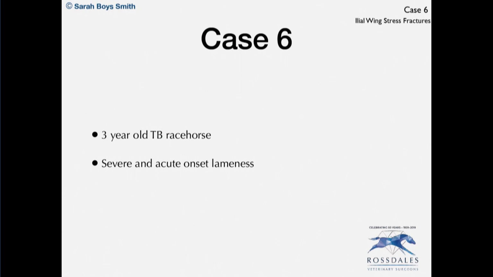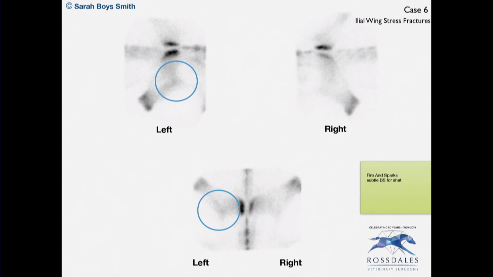And then case 6, this was a 3-year-old, severe and acute onset lameness. And we can see here, although the lameness is severe and acute, we've got just a subtle increase in the uptake of the radionucleotide. So we've just got a very subtle uptake here, caudal aspect of the ilial wing. Again, it's sort of extending towards that ilial shaft. Okay, but scintigraphically, it's not as exciting as the others that we've seen.